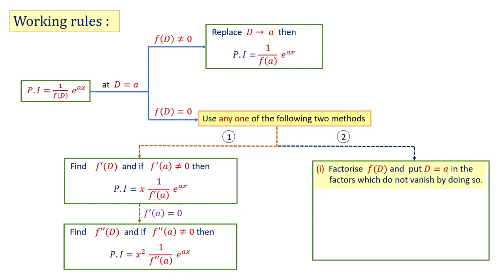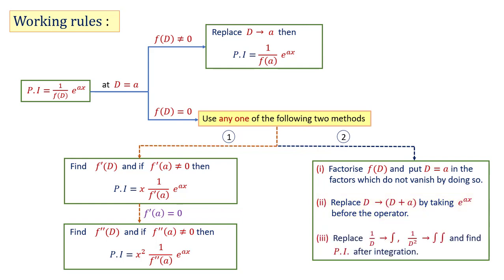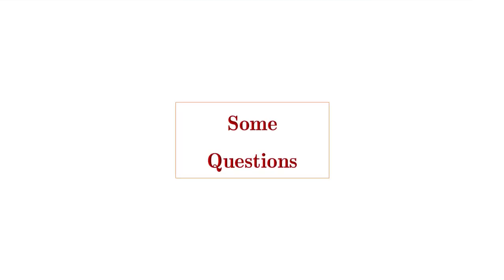First, factorize f(D) and then put D is equal to a in the factors which do not vanish by doing so. Second, replace D by D plus a by taking e power ax before the operator. And third, replace 1 upon D by single integral and 1 upon D square by double integral and find the particular integral after integration. Now we will discuss some questions.